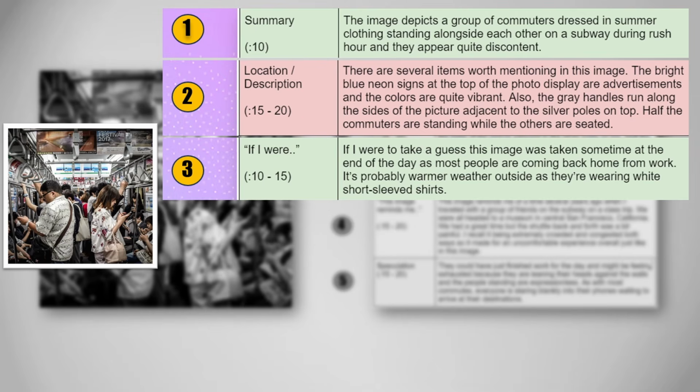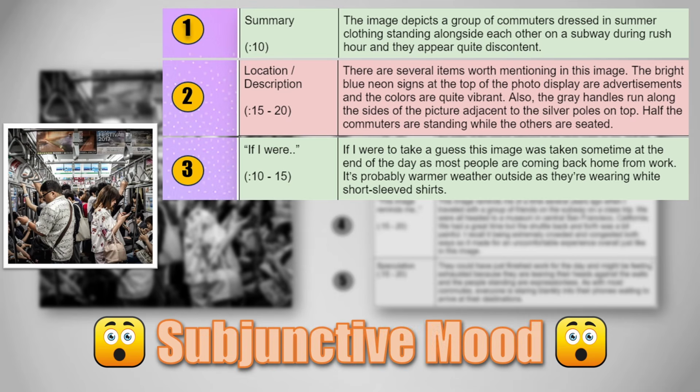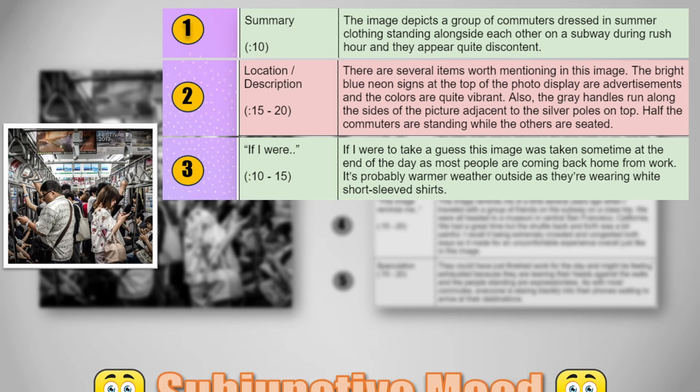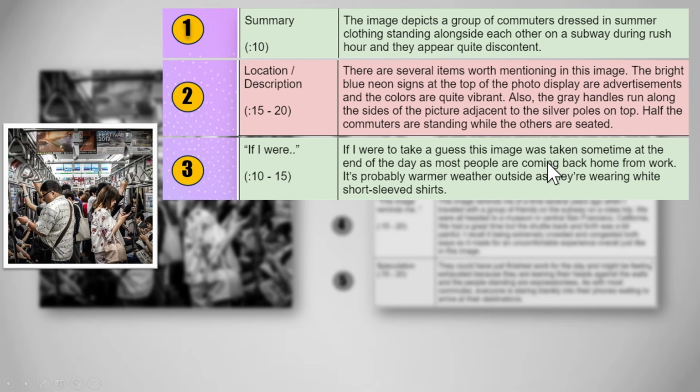Okay, step 3. If I were. I call this the if I were. Now, if I were, when we say that, we're using the subjunctive mood in English, is the mood that expresses doubt. If I were to take a guess, this image was taken sometime at the end of the day as most people are coming back home from work. It's probably warmer weather outside as they're wearing white short-sleeved shirts.